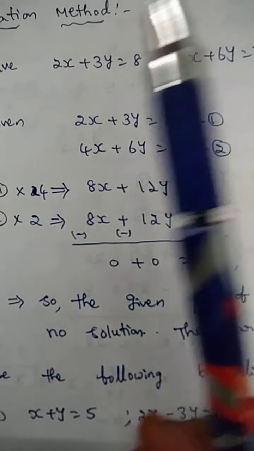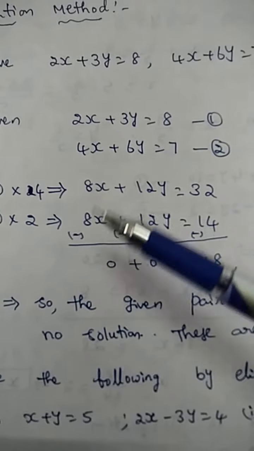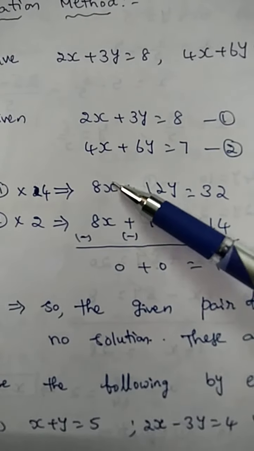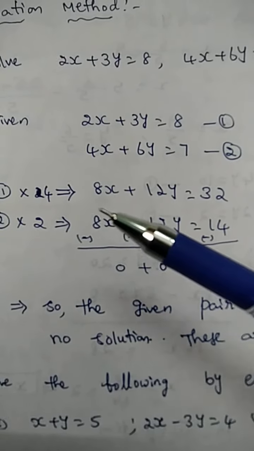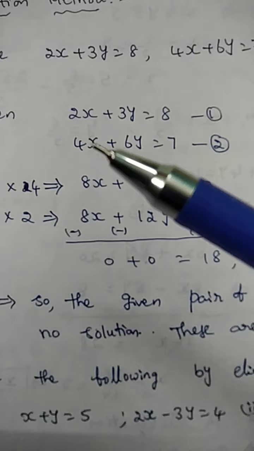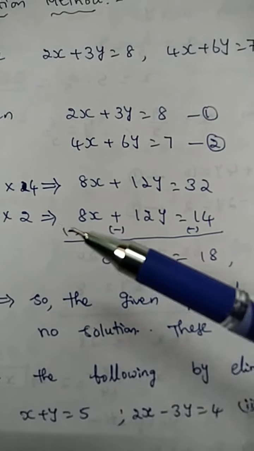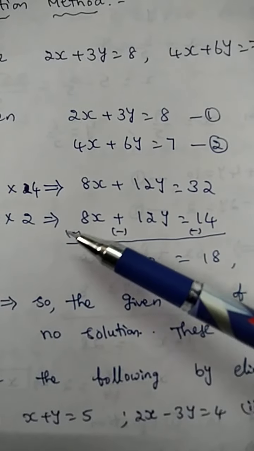Here the y coefficients are to be equal. Now we can observe the first x coefficient here, both are equal. What I said? If both the x coefficients are equal, then automatically the second equation is to be subtracted from the first equation. Whenever the second equation is subtracted from the first equation, change the signs. If it is positive, change it to a minus.